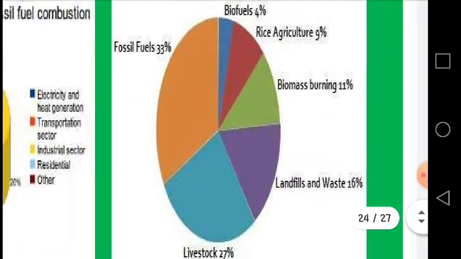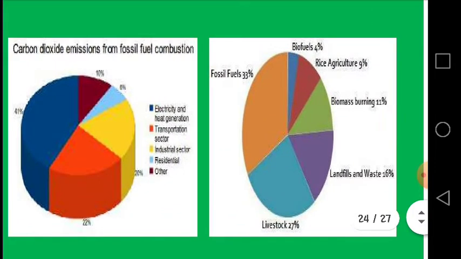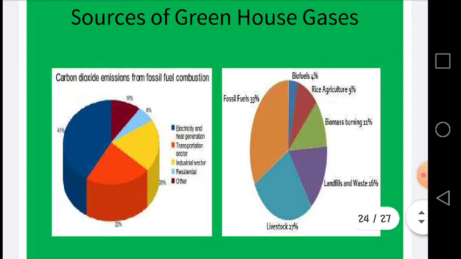Methane. Fossil fuels produce 33% of the methane, livestock 27%, landfills and waste 16%, biomass burning 11%, agriculture sector 9%, and biofuels 4%. So these are the different sources of these two gases which comprise 91% of the greenhouse gases.